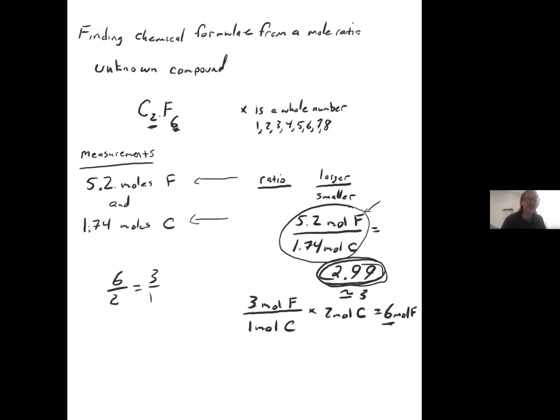Okay, here's one. So in this one, they tell us the formula is MgxCl2. So again, we're trying to figure out what X is. And again, it's got to be a whole number. And then they tell us the measurements are 1.2 moles of magnesium. So this is information about the compound. And 2.31 moles of chlorine.